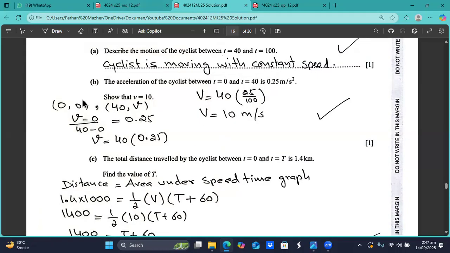So this is what we have to show. I hope you understand this.